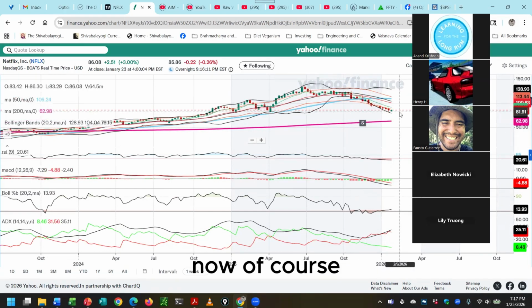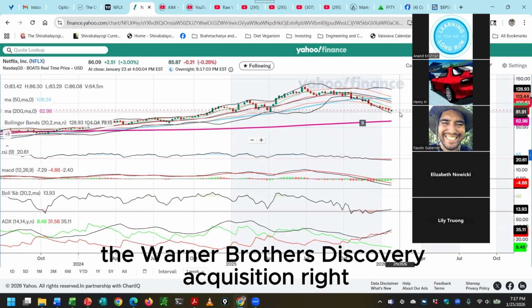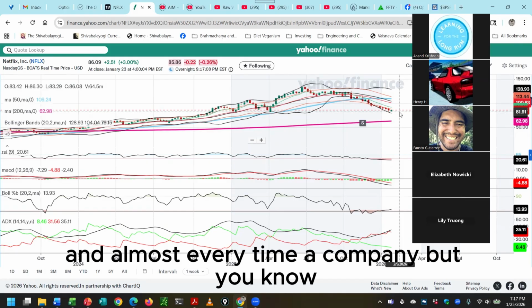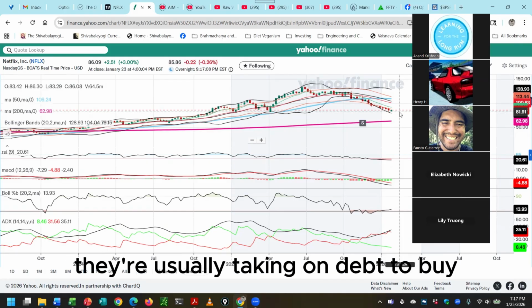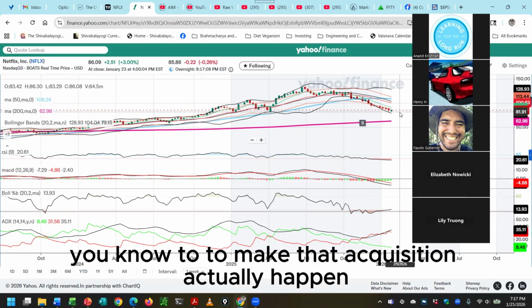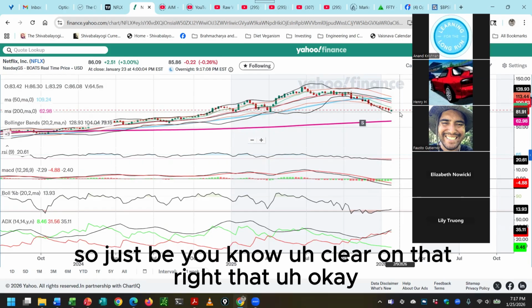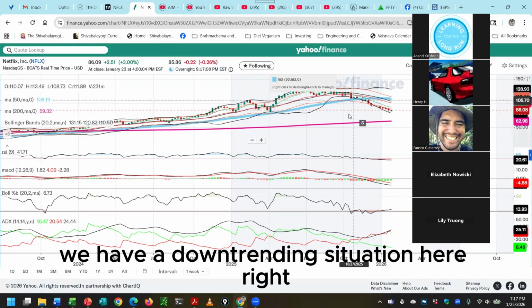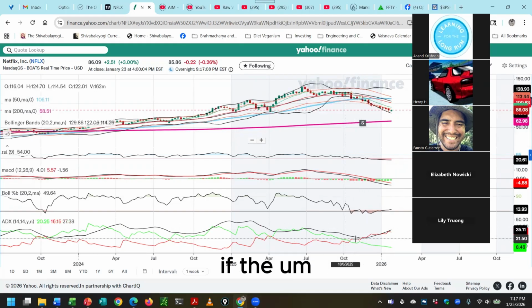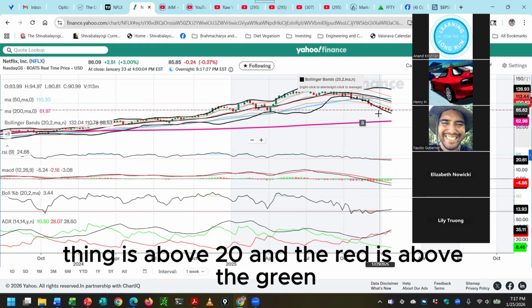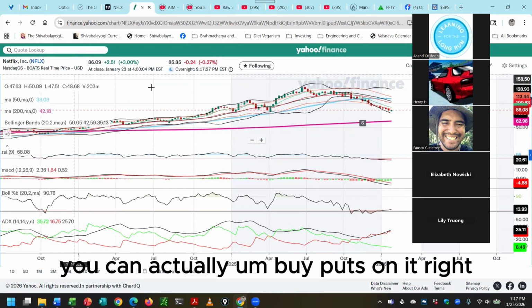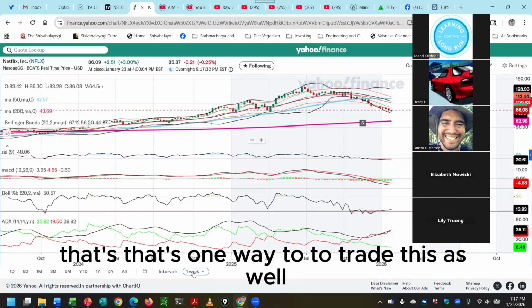Now, of course, the reason for this is the Warner Brothers Discovery acquisition. Almost every time a company makes an acquisition, they're usually taking on debt to make that acquisition actually happen. So just be clear on that: we have a downtrending situation here. Yes, if the ADX is above 20 and the red is above the green, you can actually buy puts on it. That's one way to trade this as well.